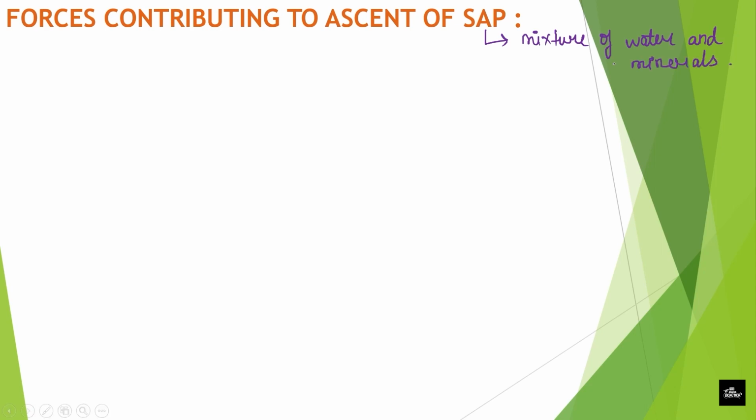Let me just write it in this way, it is much more catchy: mixture of water and minerals. All of these things were already discussed in the previous session. Please go and check the videos out if you haven't seen them yet. So sap is basically a mixture of water and minerals which is present in the plant vacuoles. Plant cells have a large, centrally located vacuole which contains the cell sap inside.